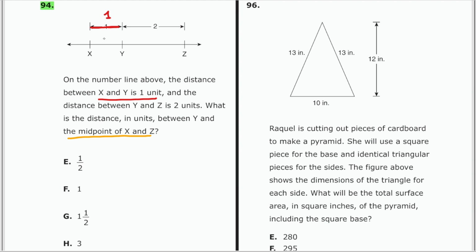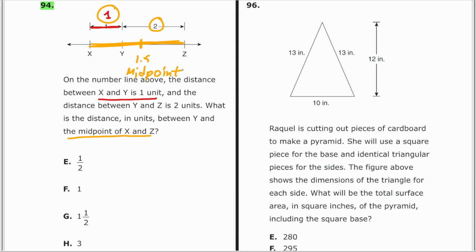Now the midpoint of x and z is, this is xz. Now the distance of xz is just 1 plus 2, so 3, right? So the midpoint is 1.5. So the midpoint, sorry, is here. So this is 1.5. That is the midpoint.